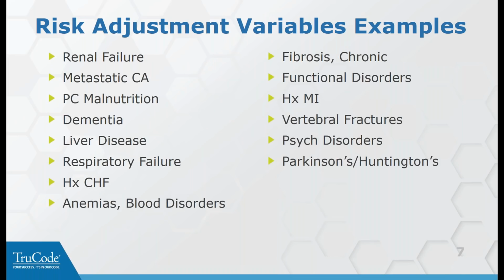Some of the variables, the diagnosis variables that are examples for you to see that affect risk adjustment are on this slide here. A lot of them, of course, are chronic conditions, but there are also some status conditions that play a role here. Obviously, renal failure, metastatic cancer, malnutrition, dementia, liver disease, and you can just see the list.